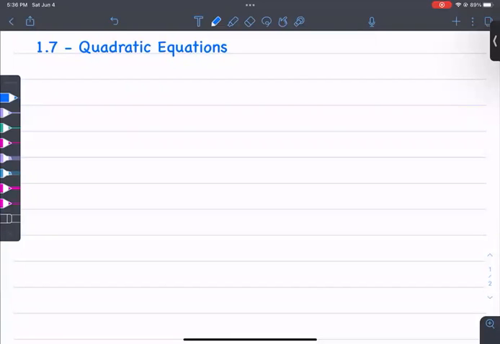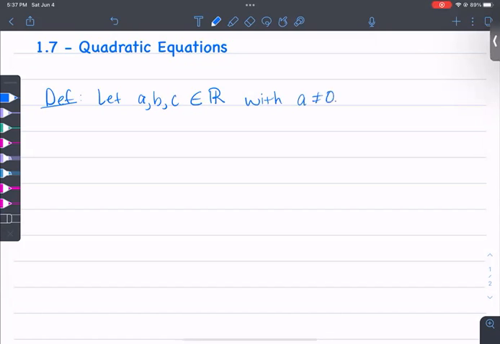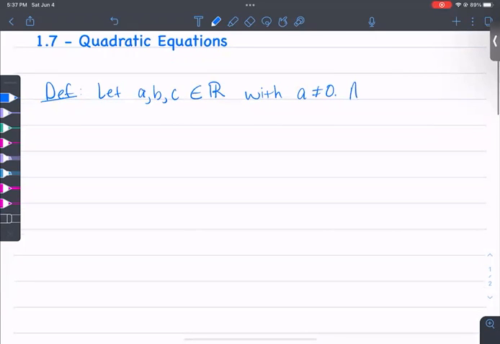Section 1.7 deals with quadratic equations. So to first define a quadratic equation, we will let A, B, and C be real numbers. So remember that means be an element of the real numbers, with A not equal to 0. And we'll talk about that restriction in just a minute.